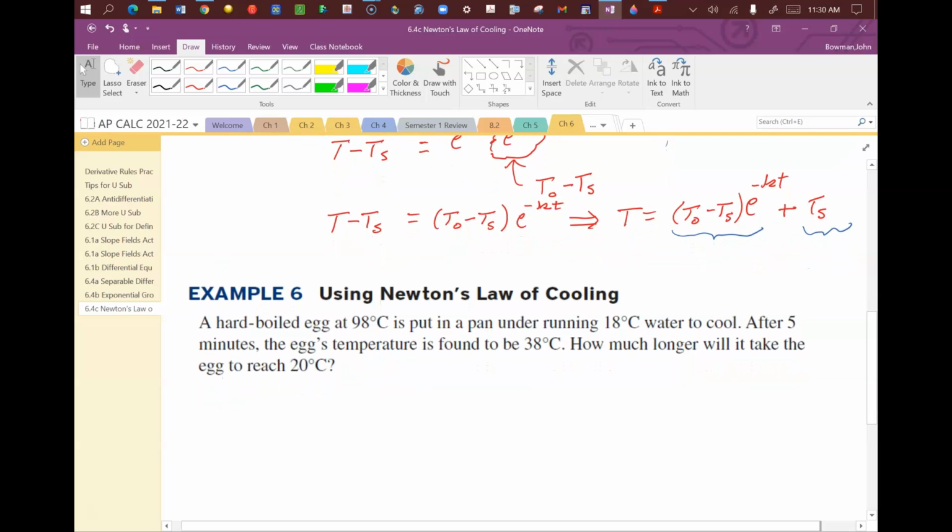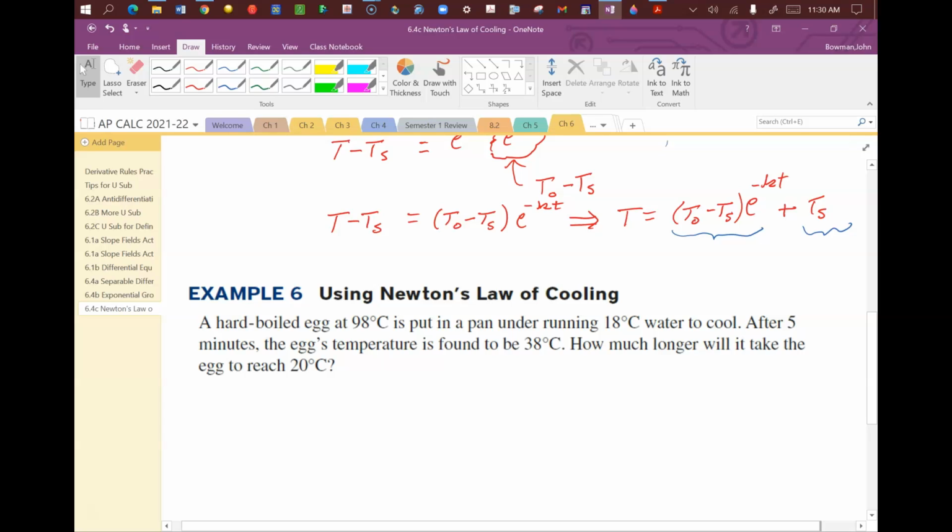So here's an example. A hard-boiled egg at 98 degrees C is put in a pan under running 18 degrees C water to cool. After 5 minutes, the egg's temperature is found to be 38 degrees C. How much longer will it take the egg to reach 20 degrees C?